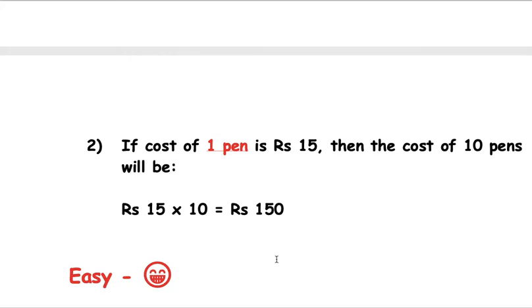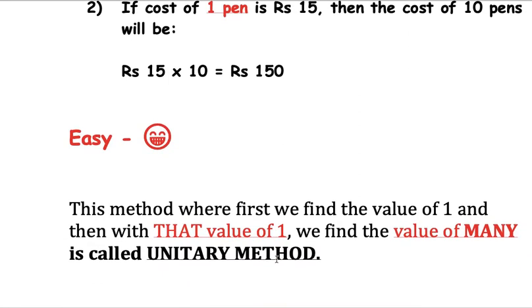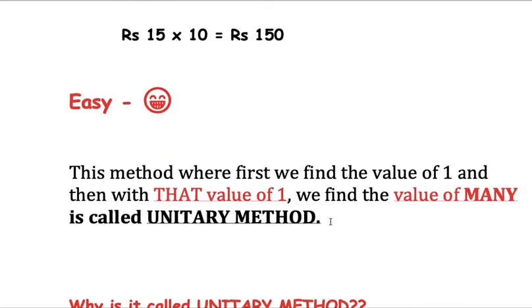So easy now? Happy? Now this method where first we find the value of 1. One can be any object, any article, anything. And then with that value of 1, we find the value of many. This is called unitary method.